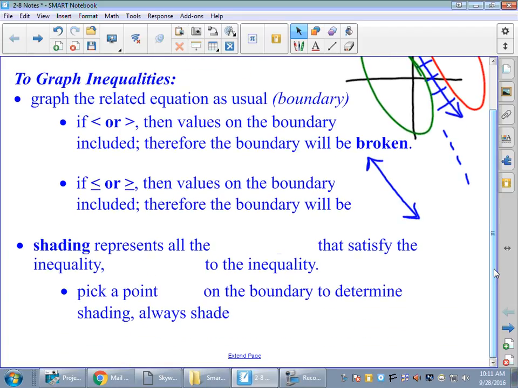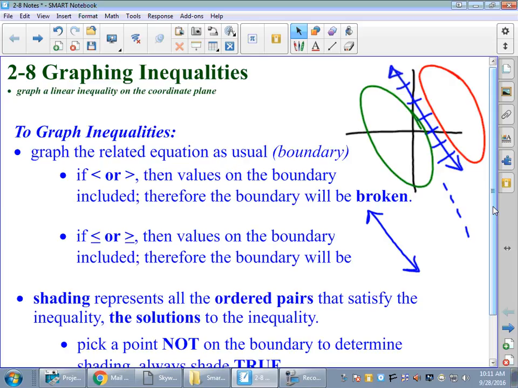So to determine shading, the shading is the ordered pairs that work. And so you're going to pick a point, not on the boundary line, to determine shading. And we always shade true. So if you look at my graphic up in the corner, I can pick an ordered pair in the green region. Any number, for instance, 0, 0 is a great number to pick because it's easy to plug into an inequality.